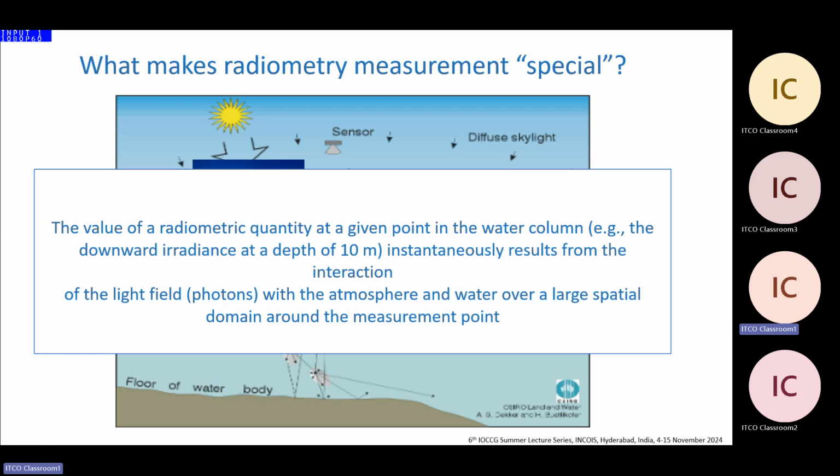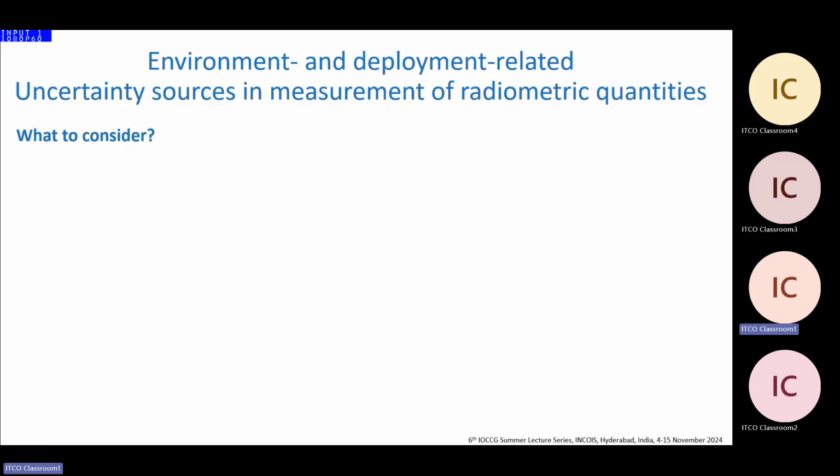That's what it is at the given point. Whether the temperature 10 meters away is 1 degree higher, you don't care. You measure things. With radiometry, it's different. The value you have here is just the integration of a very large volume of atmosphere and ocean. That's why it's making things a bit complicated, and that's why the protocol and the precautions you have to take are very important. So, environment and deployment related uncertainty sources.